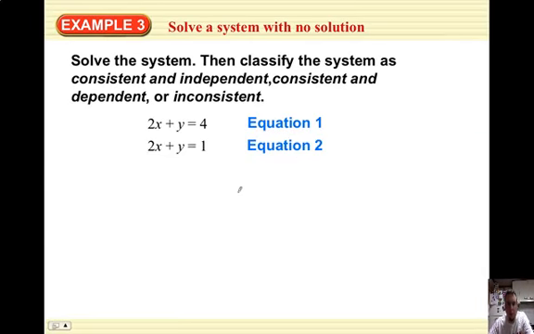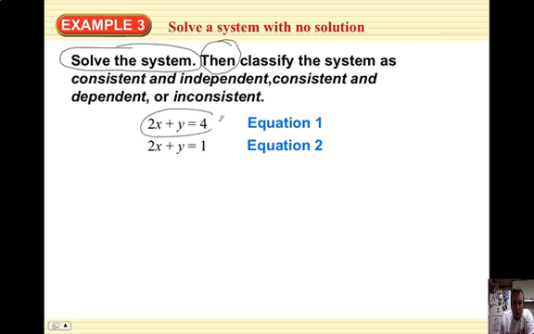Alright, example number 3. We're going to solve another system. So part 1, solve the system, then classify. You always have to have an answer if I say solve the system, whether it be the coordinate 2, 5, or infinitely many solutions, or no solution. So let's see what this comes out to be. And you could probably guess, but think about this for a second.